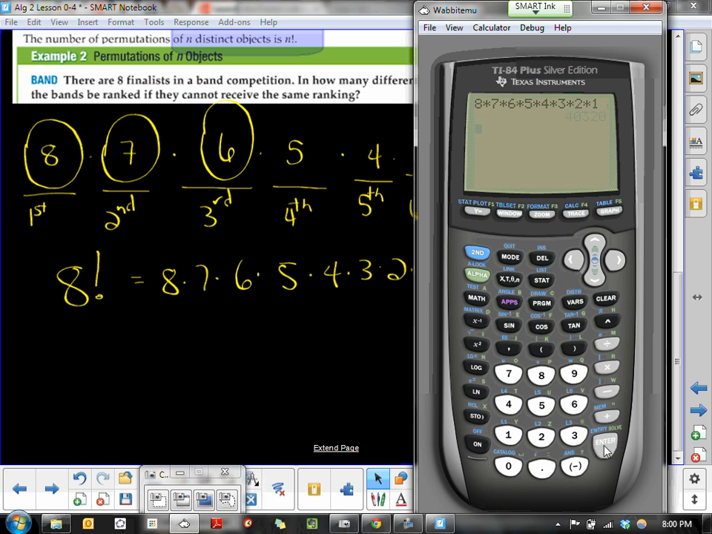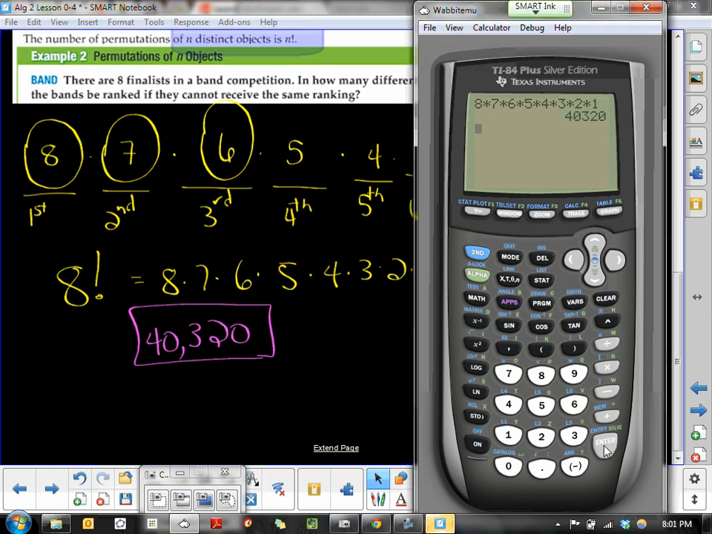And we can hit enter. It should be 40,320 different possible ways. So that's 40,320 possible arrangements or outcomes of 8 bands finishing in 8 different places.